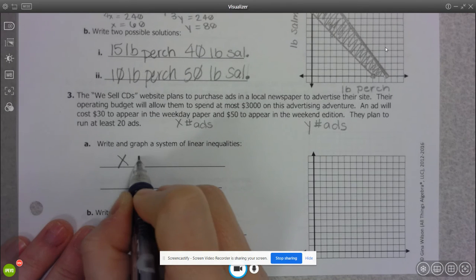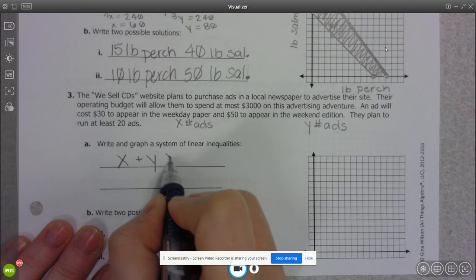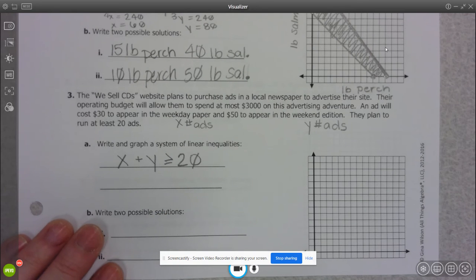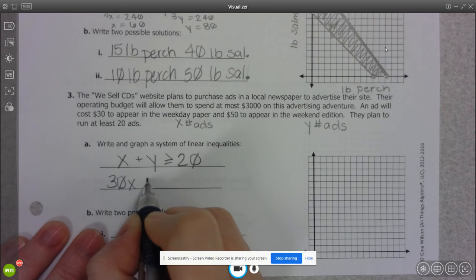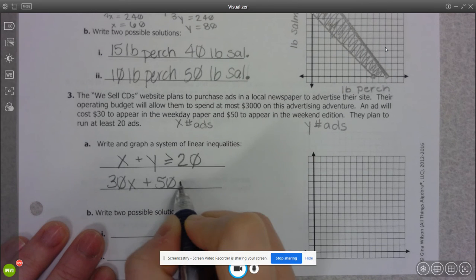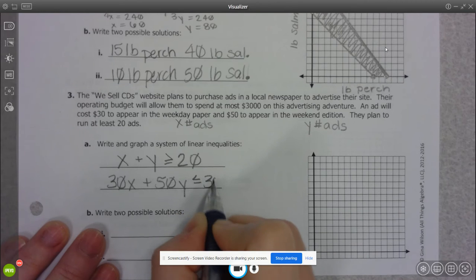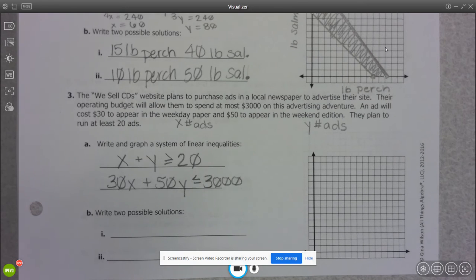So I know that those numbers of ads that they want to run is at least 20. And then I have to do my cost equation. So I'm going to have 30x plus 50y at most 3,000. So 3,000 is the biggest we're going to be able to do.